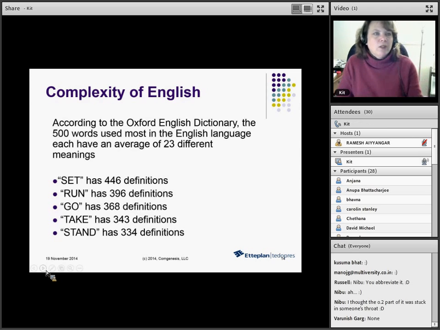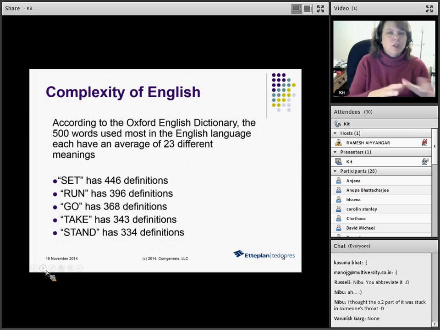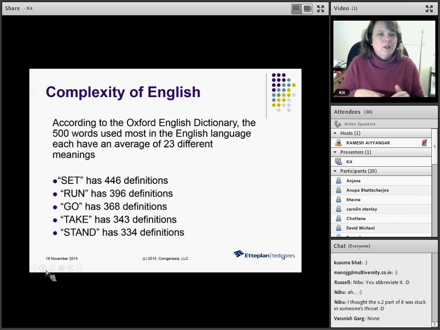Controlled language. Okay, so one of the things is that the Oxford English Dictionary defines the 500 most commonly used words in the English language as having an average of 23 different meanings. So here's some examples of some just very simple verbs in English, and they have that many different definitions in the Oxford English Dictionary. So you can imagine how difficult it is for a non-native speaker to figure out, without enough context, what that verb means or what the terminology means.